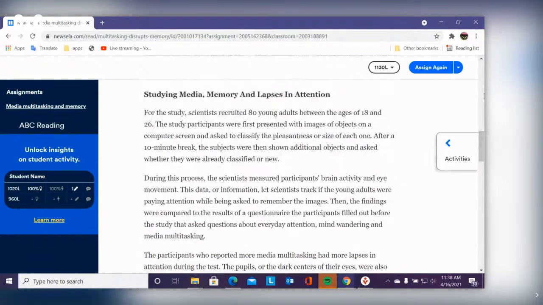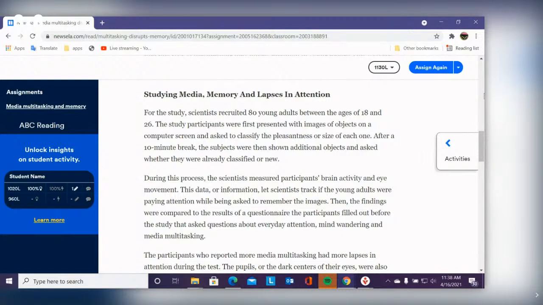The study participants were first presented with images of objects on a computer screen, and asked to classify the pleasantness or sizes of each one. After a 10-minute break, the subjects were then shown additional objects and asked whether they were already classified or whether they were new. During this process, the scientists measured participants' brain activity and eye movement.